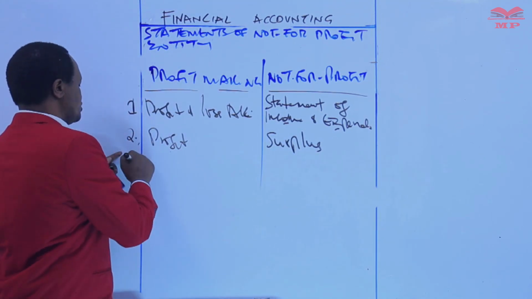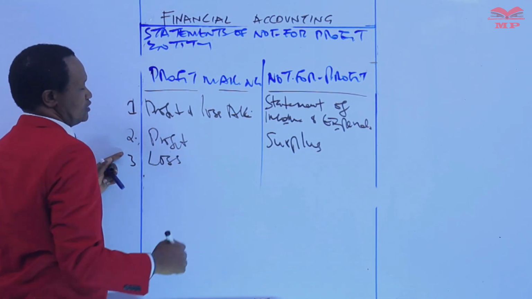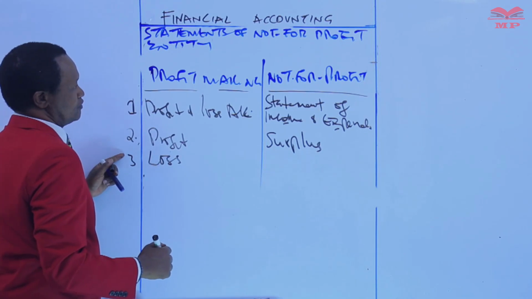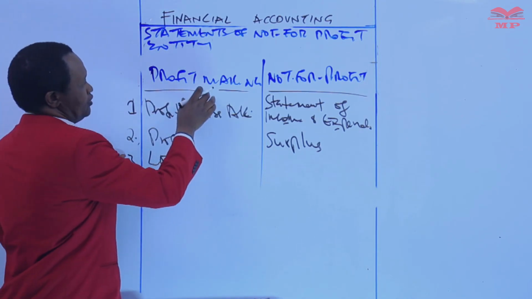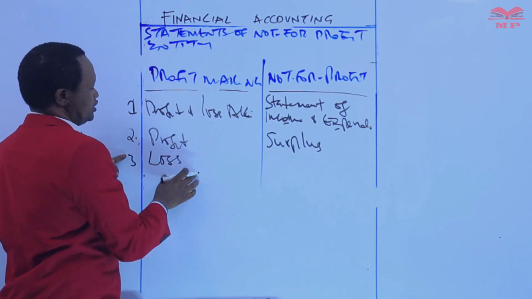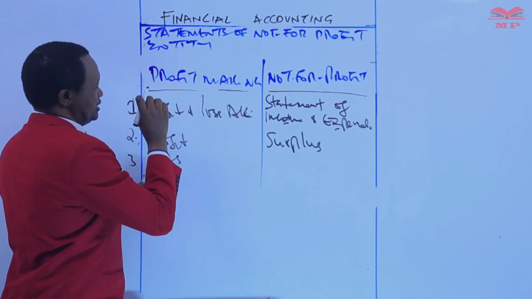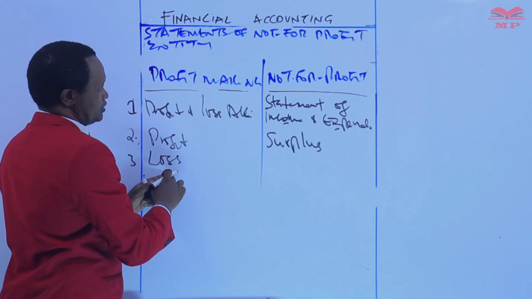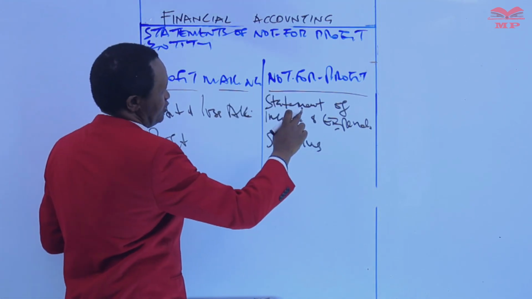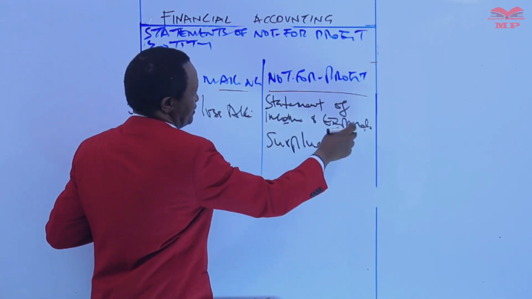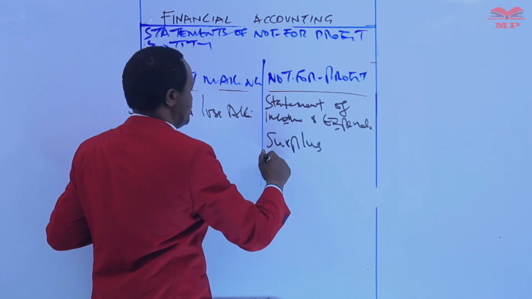But in the event of any loss, for profit-making organizations, we refer to it as loss. Where the expenses exceed the revenues, we have a loss. But for not-for-profit organizations, where the expenditure exceeds income, we call it deficit.